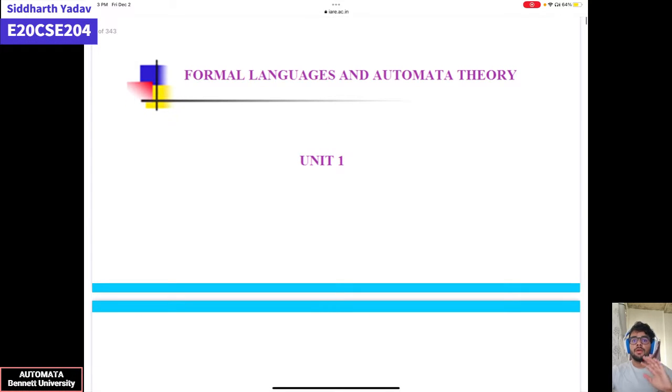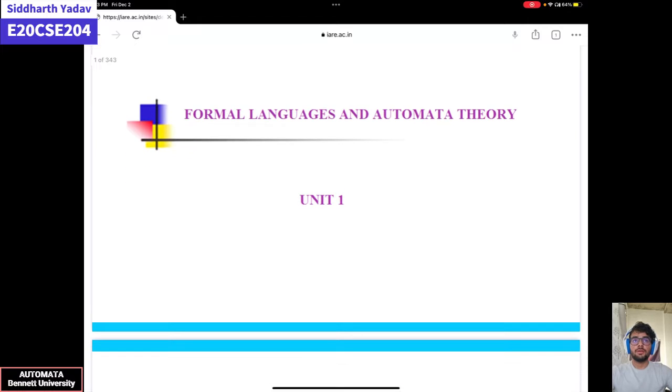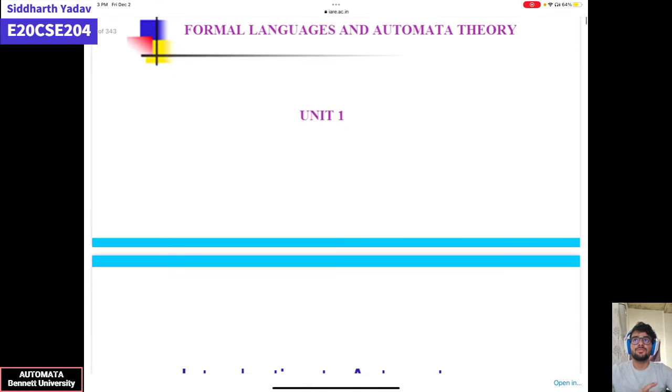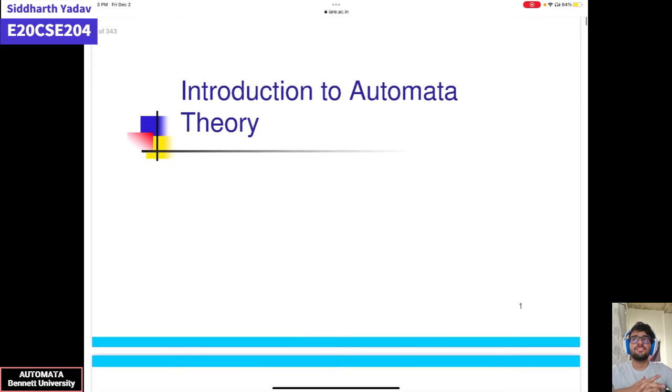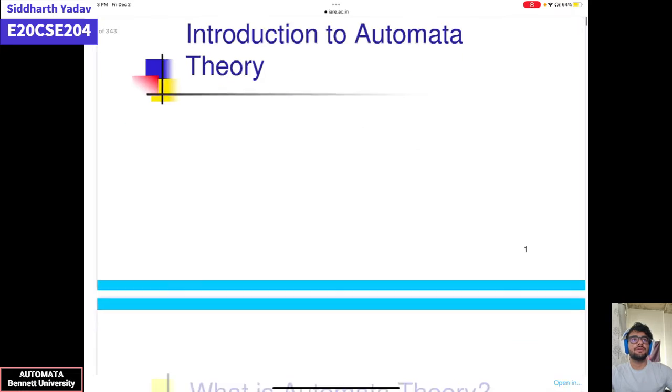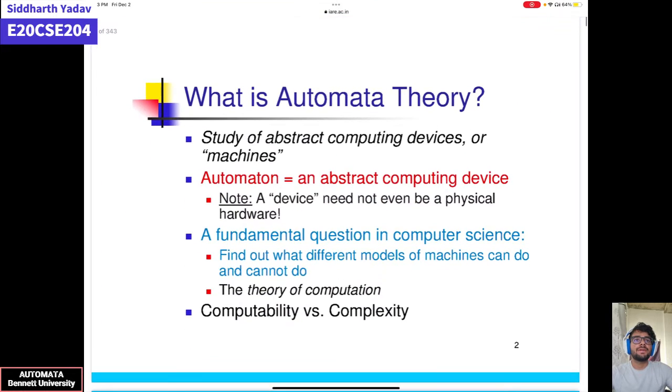We will study formal languages, automata theory. Introduction to automata theory. Let's move on to the next level.